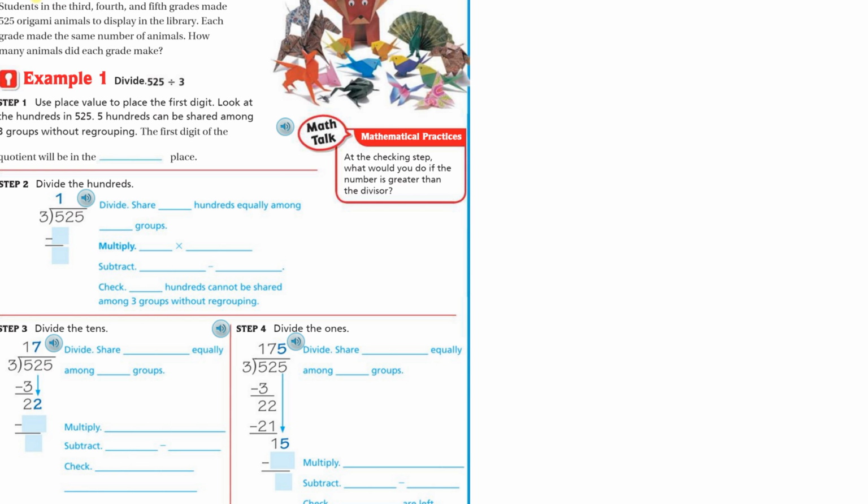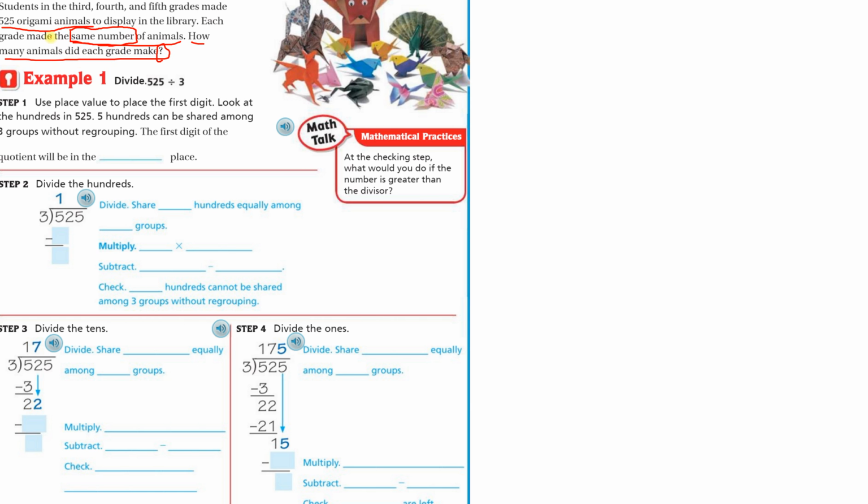All right. Students in 3rd, 4th, and 5th grades made 525 origami animals to display in the library. Each grade made the same number of animals. There, that is again our clue word. Same number, equally as many, same amount. All clues that we are dividing. How many animals did each grade make?